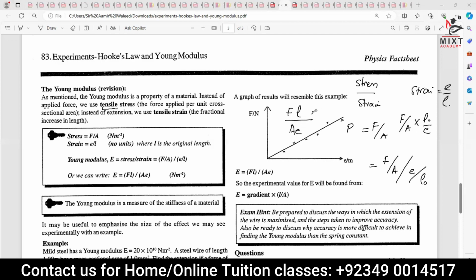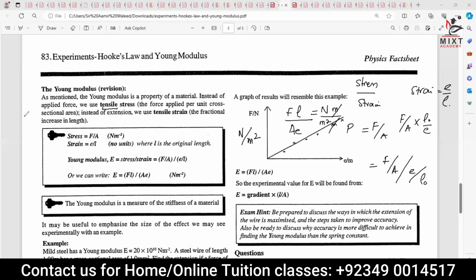Now let's put the units in that. F means force, which is Newton. L is the meter. Area is meter square. And E is also meter. So meter and meter cancel. It means that E, which is Young modulus, has a unit Newton per meter square.